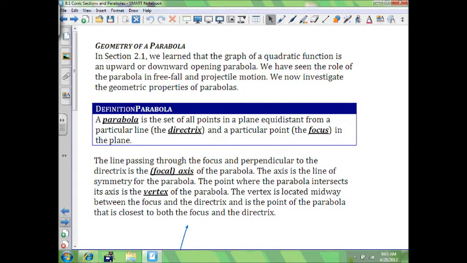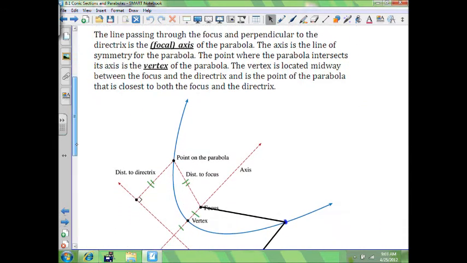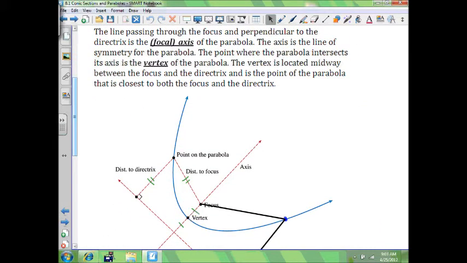We talk about a parabola. Now, the definition of a parabola: a parabola is the set of all points in a plane equidistant from a particular line, which is called the directrix, and a particular point called the focus in the plane. The line passing through the focus and perpendicular to the directrix is called the focal axis. The axis is the line of symmetry for the parabola. The point where the parabola intersects its axis is the vertex of the parabola. The vertex is located midway between the focus and the directrix and is the point of the parabola that is closest to both the focus and the directrix.